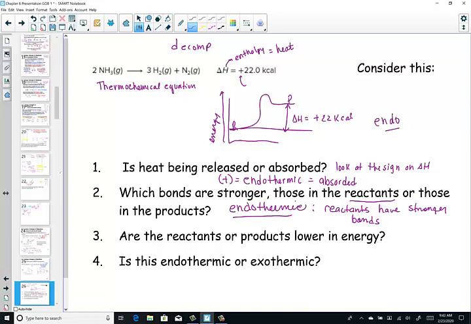So clearly you see the reactants are of lower energy. In that graph, just to emphasize, reactants absorb to go to products. The reactants are here of lower energy. The products are up here, so therefore they're of higher energy. And this is an endothermic process. Heat is being absorbed.